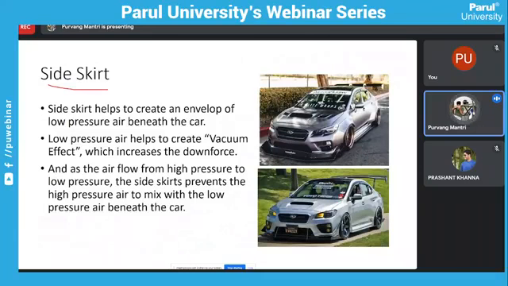If we focus on this image, these small lips on the side of the vehicle are actually the side skirts. What these do is prevent the high pressure air flowing on the top of the car from getting mixed with the low pressure air beneath the car. It helps generate the vacuum effect beneath the car, which in turn increases the downforce. So that's how side skirts work.